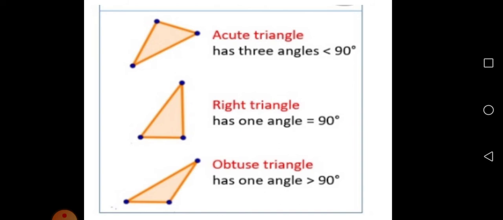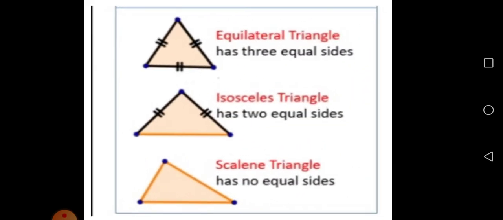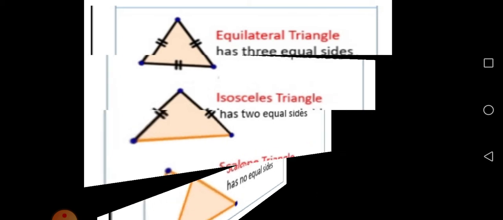And if it has one angle greater than 90 degrees, probably about 100, 120, 150, then such a triangle is called an obtuse triangle. Now, triangles can also be named by their sides. If the three sides are equal, we call it an equilateral triangle. If two sides are equal, we call that an isosceles triangle. The third side is called the base of an isosceles triangle. If the three sides are not equal, we call that a scalene triangle.